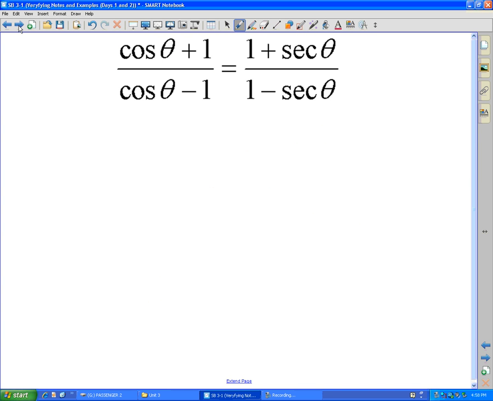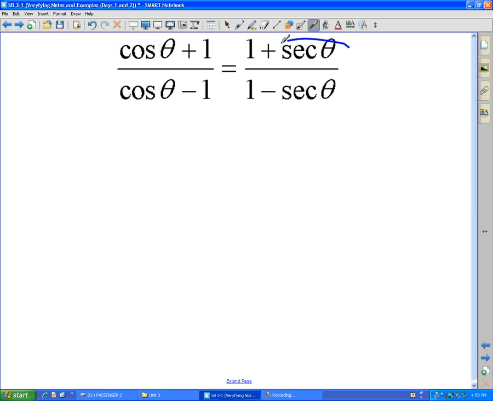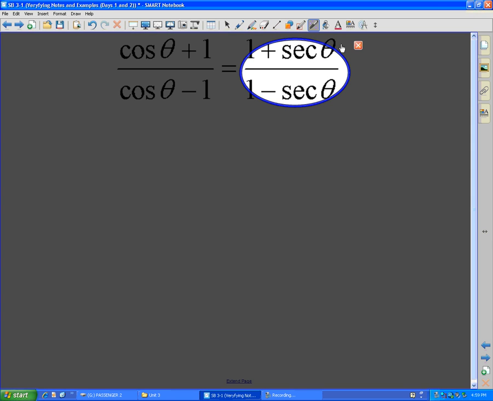Here's another one that looks like you might want to use conjugates, but in the long run it doesn't really help you, because if I did multiply the cosecant plus 1 by cosecant minus 1 in the numerator up here, I would get cosine squared subtract 1, which would turn into a negative sine squared. But I don't have any kinds of sines over here, so that just doesn't help.